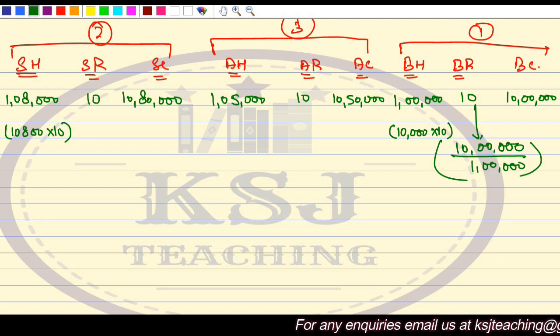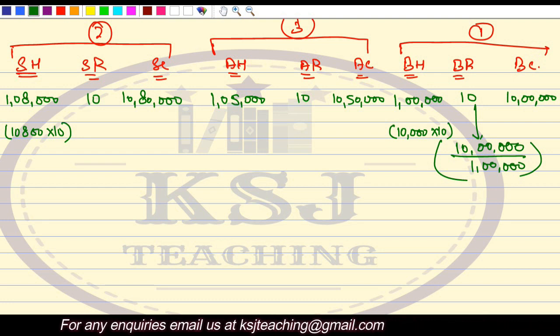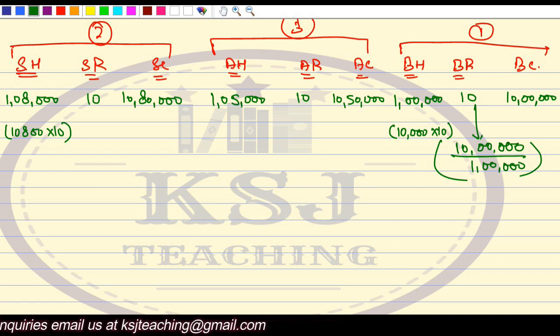Right? The relevance is not there for the actual hours and actual rate. That is why it is not given. We suppose that actual rate is also 10. The actual hours will be 1,05,000. So this is the table that you need to prepare.